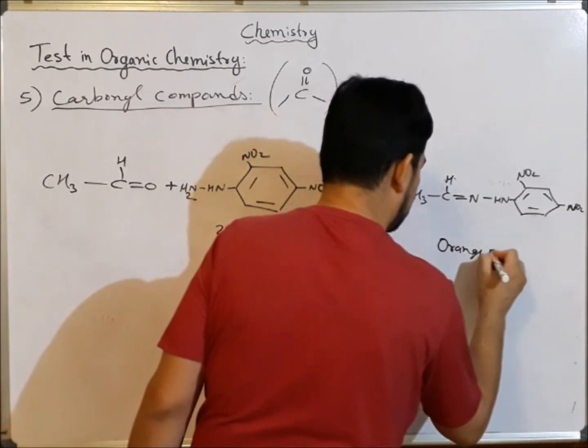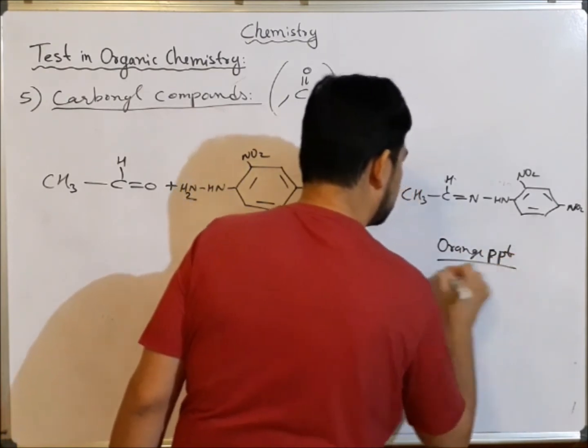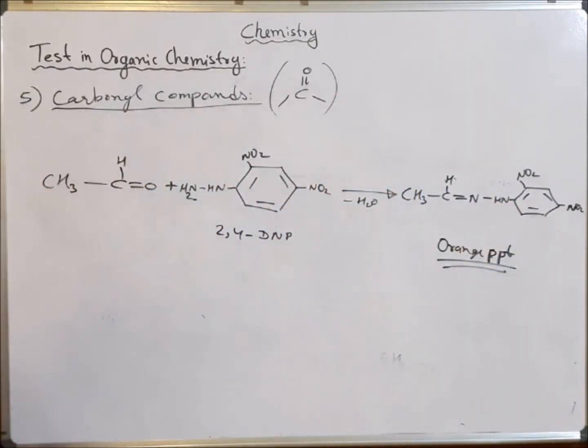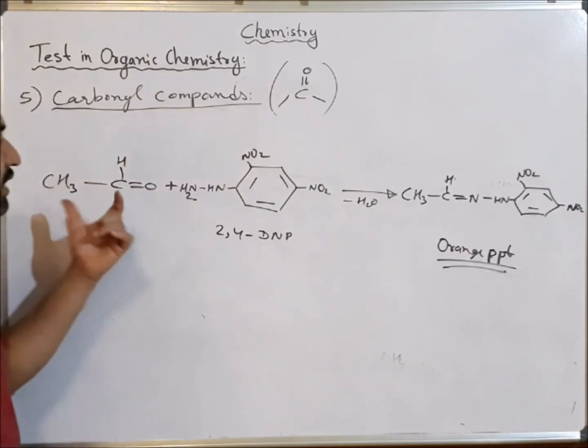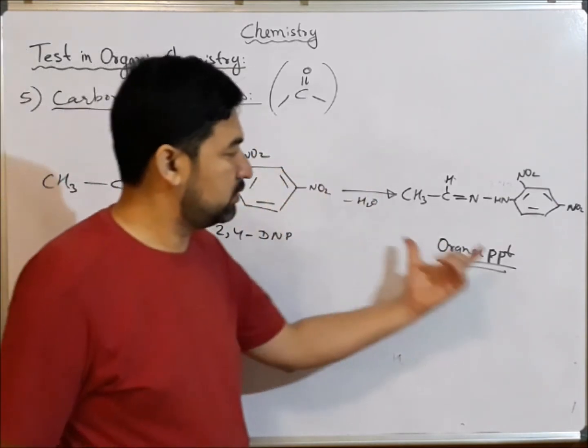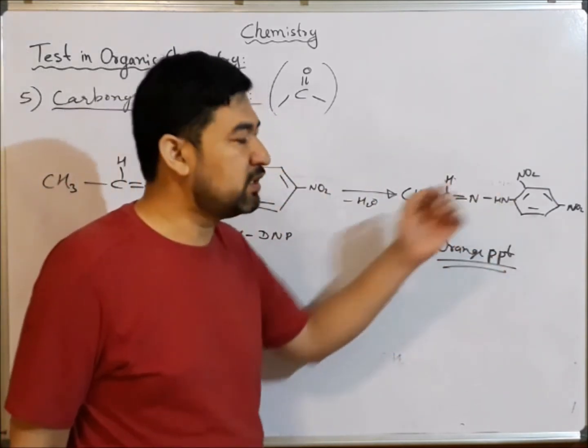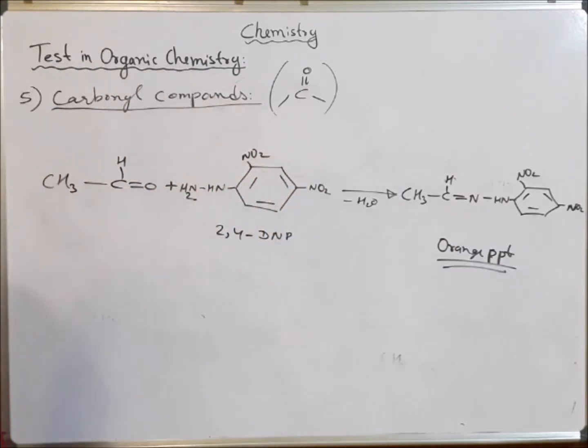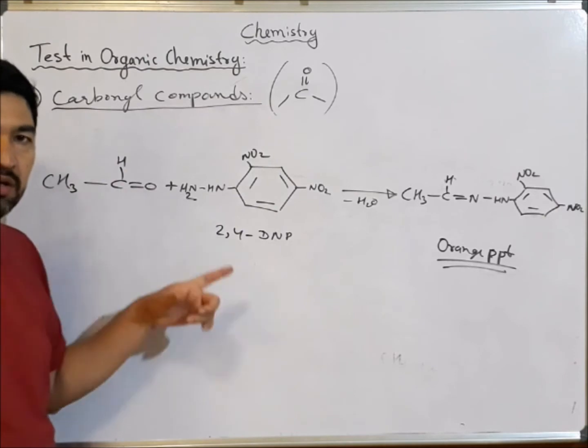This forms an orange precipitate. So whenever a carbonyl compound reacts with 2,4-DNP, an orange precipitate forms. This signifies the presence of a carbonyl group, so we can indicate that the compound may be an aldehyde or a ketone.